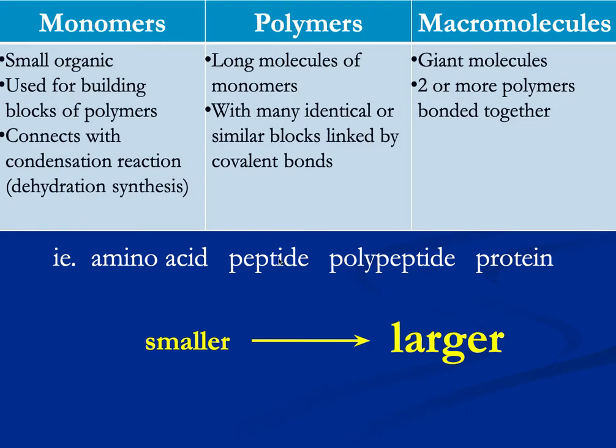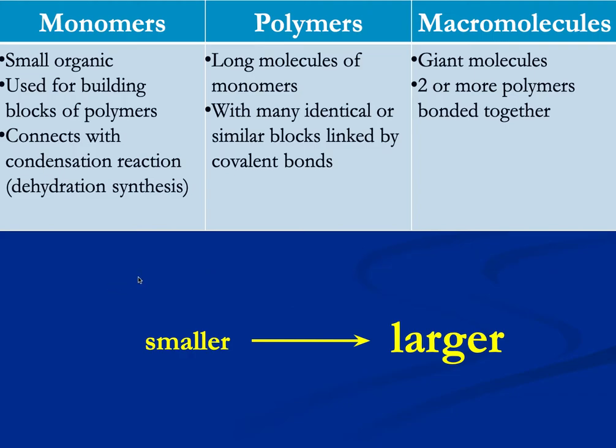A peptide chain is linked to another peptide chain to make up a polypeptide. Polypeptides are polymers of proteins. You have several polypeptides that are linked together to make up a complete protein. Mono means one, poly means many, and macro means giant. It's a large molecule that's composed of two or more polymers. And here at the bottom you have those examples.